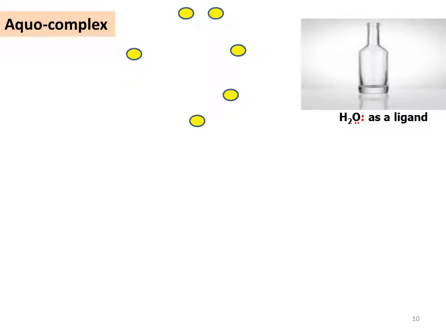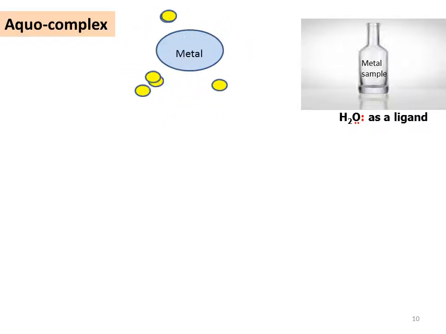Aqua complex. Usually our metal sample is dissolved in water. Since water has oxygen, and oxygen is one of the heteroatoms previously discussed, it will form a complex with the metal called an aqua complex.